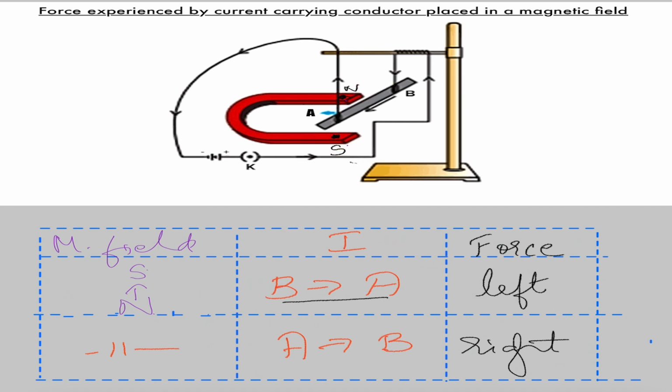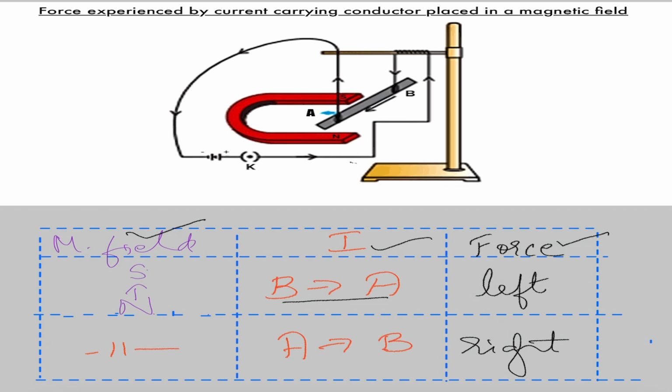And we observe that the direction of force that is going to be experienced by the conductor will be to the right. So on changing the direction of magnetic field also, the force that is going to be experienced will be towards the right. Hence, we can conclude that by changing the direction of current or by changing the direction of magnetic field, the direction of force that is going to be experienced by the conductor will be changing.